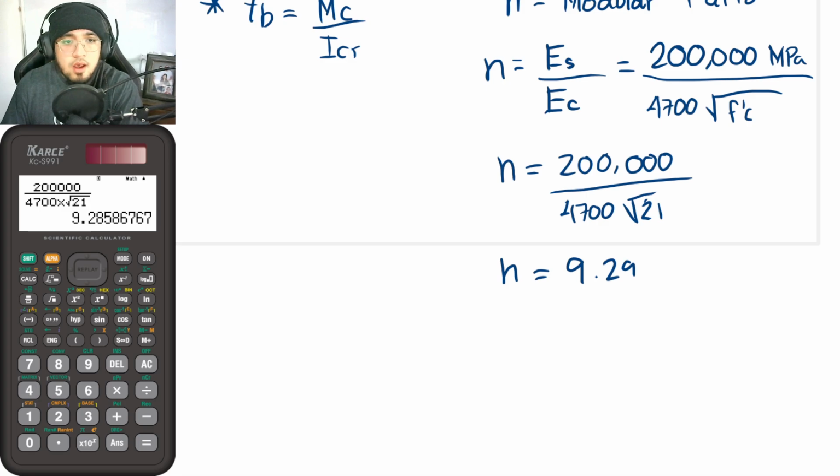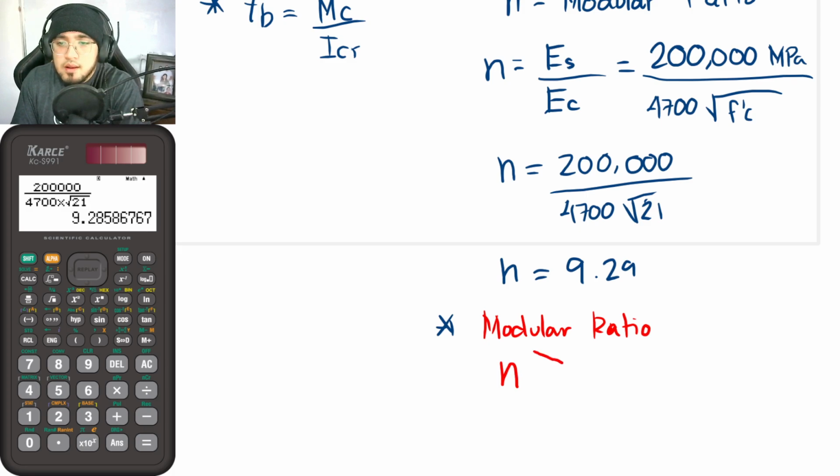According to the code, take note, this is a code provision according to NSCP. For the modular ratio, the value of n must always be greater than or equal to 6. As you can see, our value is greater than 6, meaning that we will be making use of this value. But in the event that the value of your modular ratio is, let's say, equal to 5 or maybe 4, the value of the modular ratio that you will use is 6. So this is now the minimum value for the modular ratio.